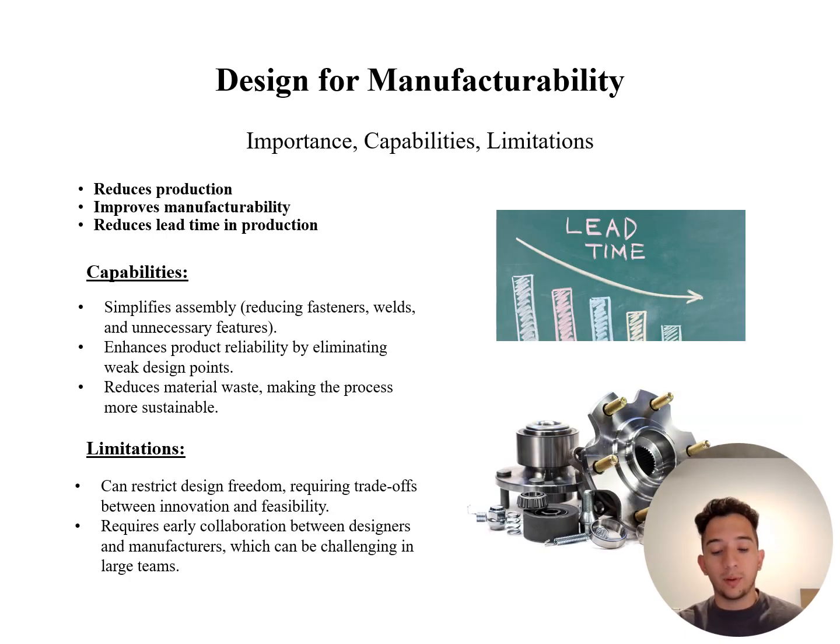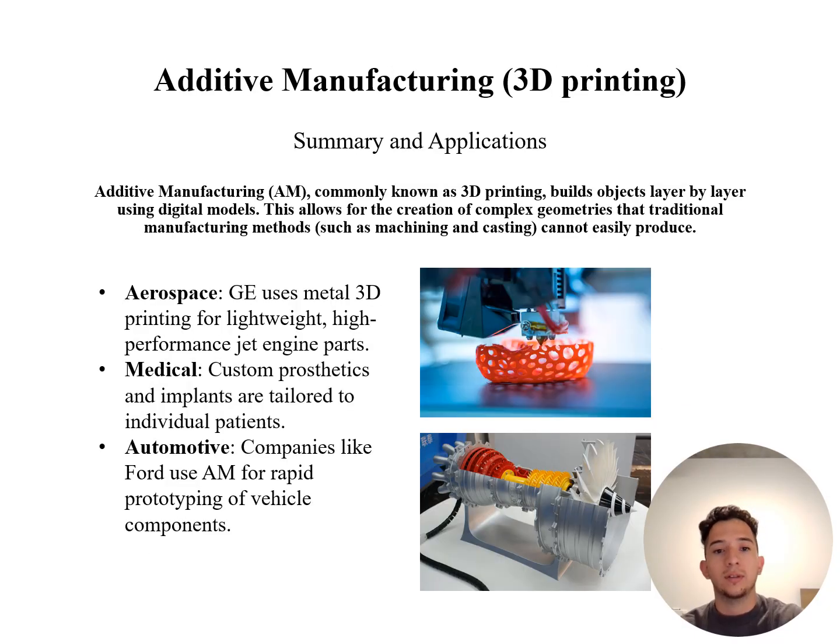In terms of importance, capabilities, and limitations, it improves manufacturability, ensuring the design can be efficiently produced with minimal defects, and it also reduces lead time in production, accelerating the time to market. So in terms of capabilities, it simplifies assembly. It also enhances product reliability by eliminating weak design points, and it also reduces material waste, making the process more sustainable. And of course, like everything, it has its limits. It can restrict design freedom, requiring some trade-offs, and also requires early collaboration between everyone on the different teams, which can make it challenging in larger teams or larger companies.